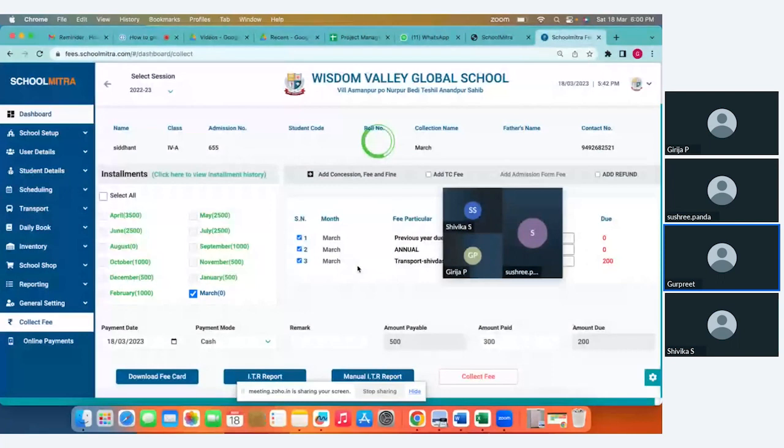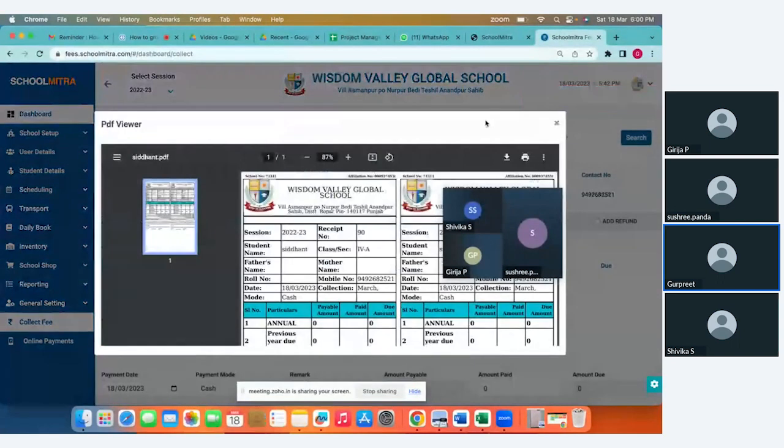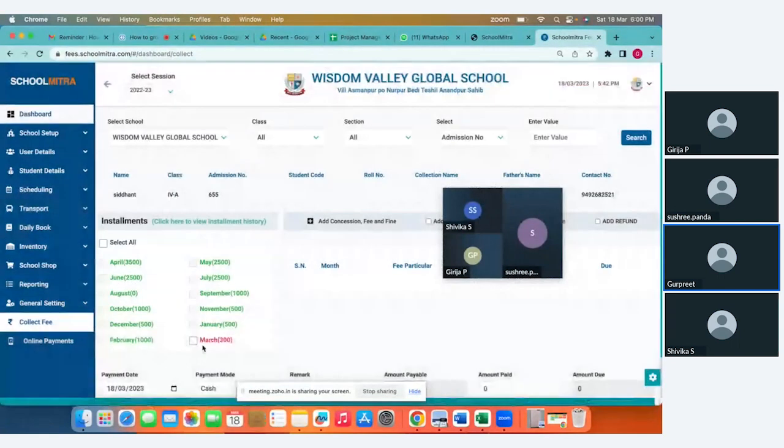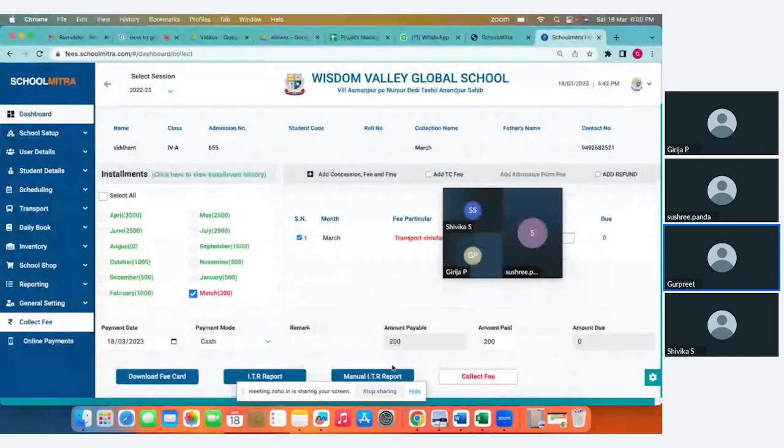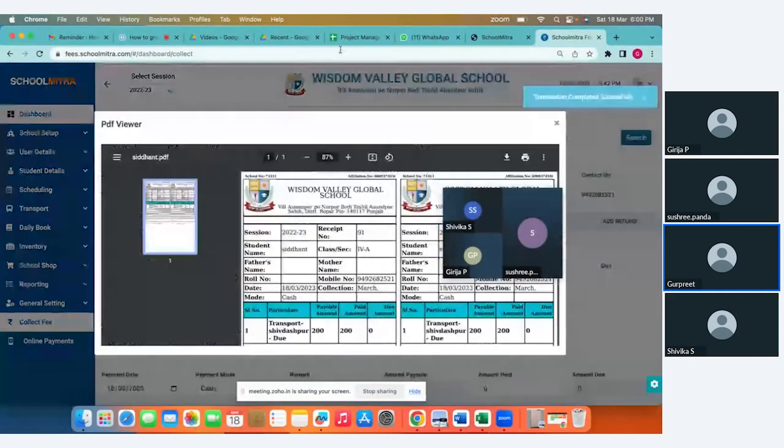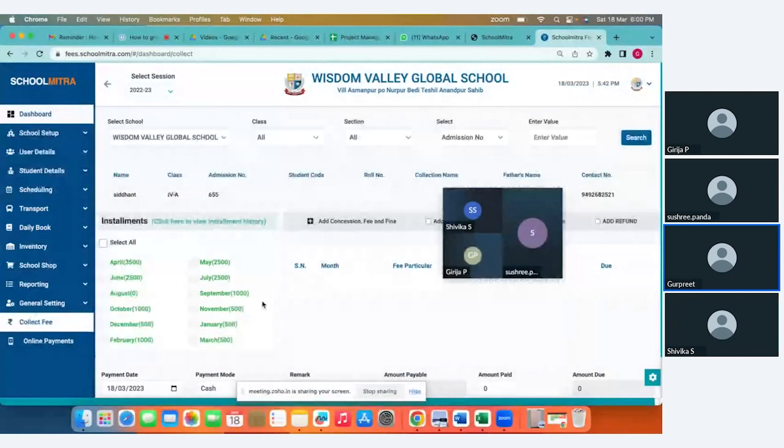The moment I collect the fees, the fee receipt gets generated. Now, when I see this month, say March is again in red because it's a partial payment. I want to clear the fees. Click on March. 200 was the due amount. I can go ahead and pay the entire fees, and the entire fees gets paid. And now every month becomes green.